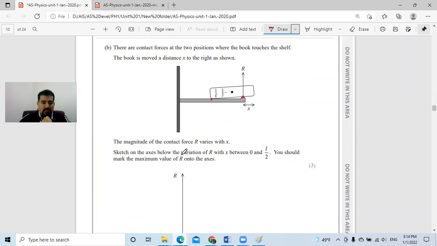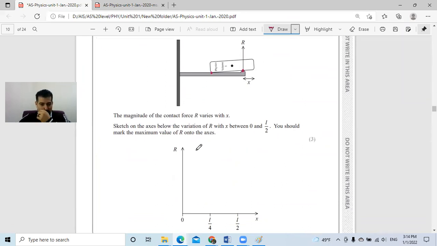Sketch on the graph below the variation of R against x between 0 and L over 2, half the length. You should mark the maximum values here. Now guys, we know that when x is 0, the normal contact is exactly at the edge here. That means there is a normal contact here and another normal contact here, equal and balancing what? The weight of the book. So half here, half here. So that means the value will be exactly W divided by 2, half the weight.